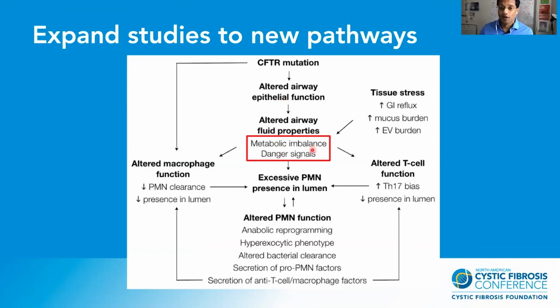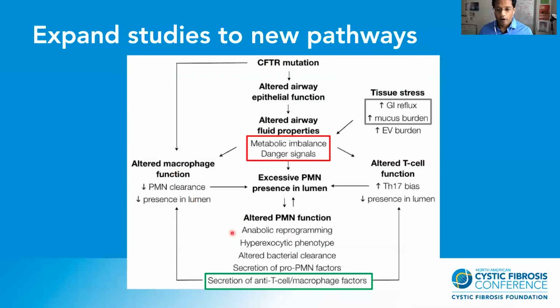our transmigration chamber. Is that coming from an intrinsic defect, or is that coming from maybe reflux from the GI tract? Can we right those wrongs in terms of metabolic imbalance, dangerous signals, potentially GI reflux, increased burden of mucus? Can we also, downstream of all of this, instead of focusing on neutrophils, look for ways to, as I said earlier, promote better poise for the T cells and macrophages that are supposed to provide some control over neutrophils.